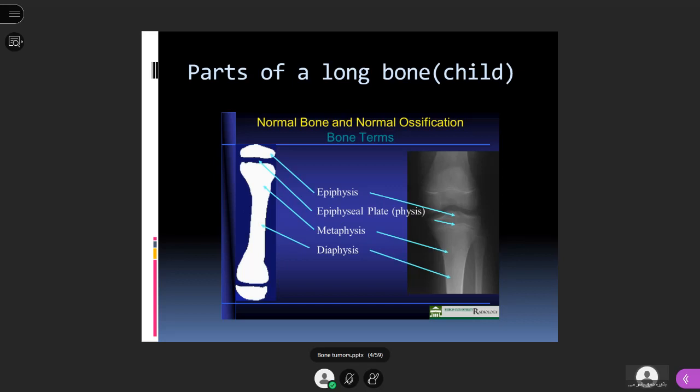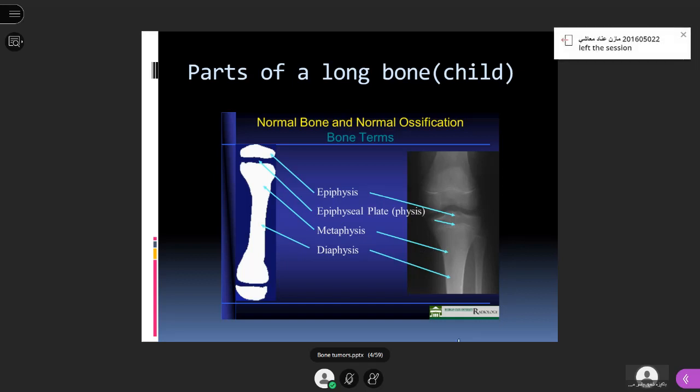First of all, there is the epiphysis. The epiphysis is the growth center, the part of the bone which induces growth. And then there is the epiphyseal cartilage or the growth plate, sometimes also called the physis, between the epiphysis and the metaphysis. Then comes the metaphysis, which is the growing end of the long bone, and then the shaft of the long bone, or the diaphysis.